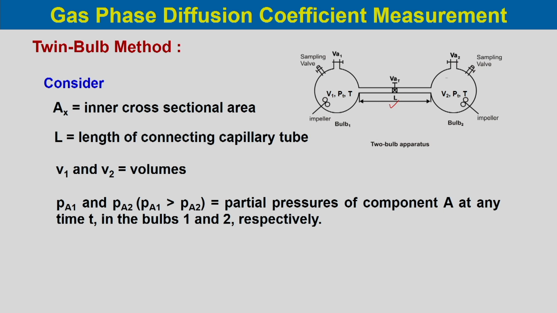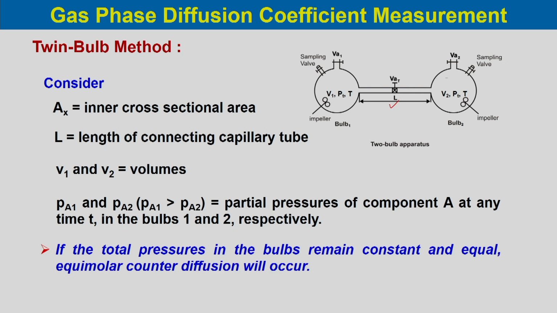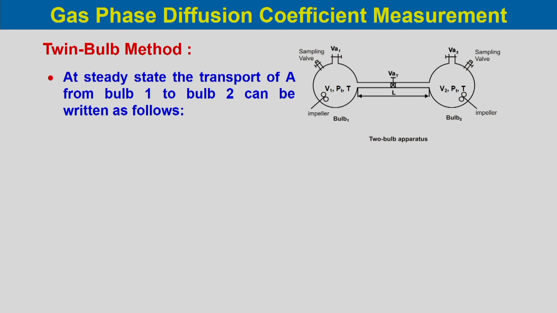That means the partial pressure of component A in bulb 1, PA1, is higher than the partial pressure of component A in bulb 2. So, the diffusion will occur for component A from bulb 1 to bulb 2. If the total pressure in the bulbs remains constant and equal, equimolar counter diffusion will occur. At steady state, the transport of A from bulb 1 to bulb 2 can be written as follows.